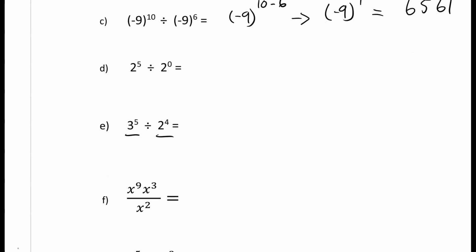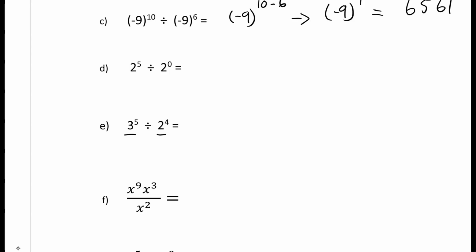In E, we're going to look at what's wrong here. Well, we have a 3 and we have a 2. Notice that the bases are not the same, so we're not going to be able to follow this quotient law. So the only thing we're able to do here is evaluate for the numbers that we have.